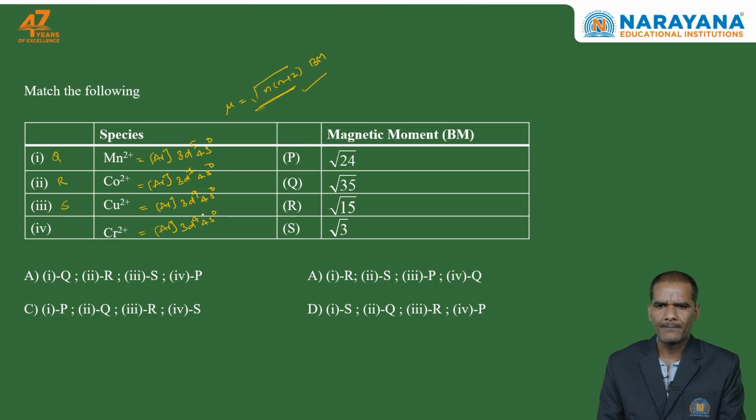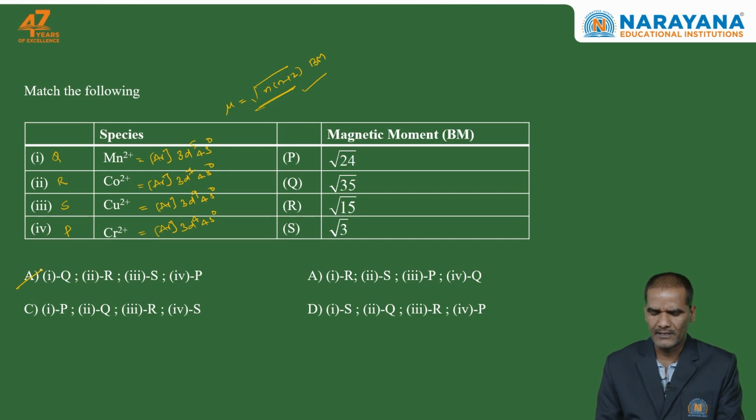means it has 4 unpaired electrons. So in case of 4 unpaired electrons, again 4 into 4 plus 2, so 4 into 6, 24. So that is the P. So here 1 should be the Q, 2 is R, 3 is S and 4 is P. So here it is the first option.